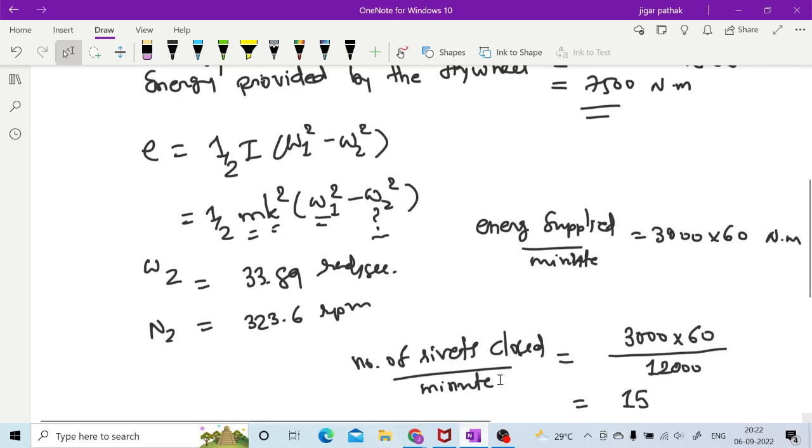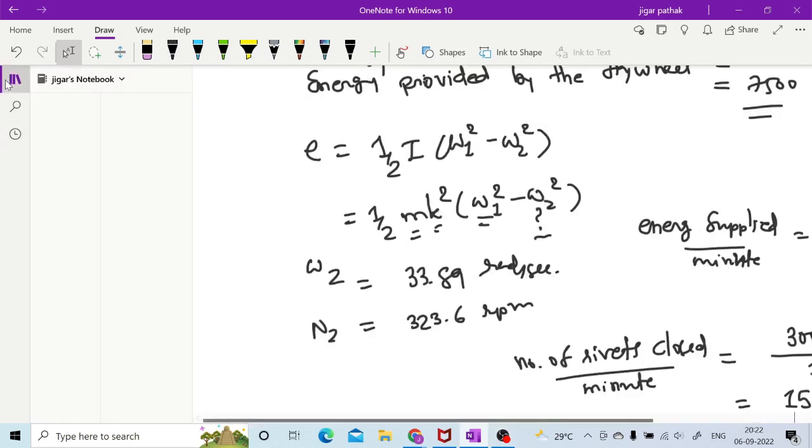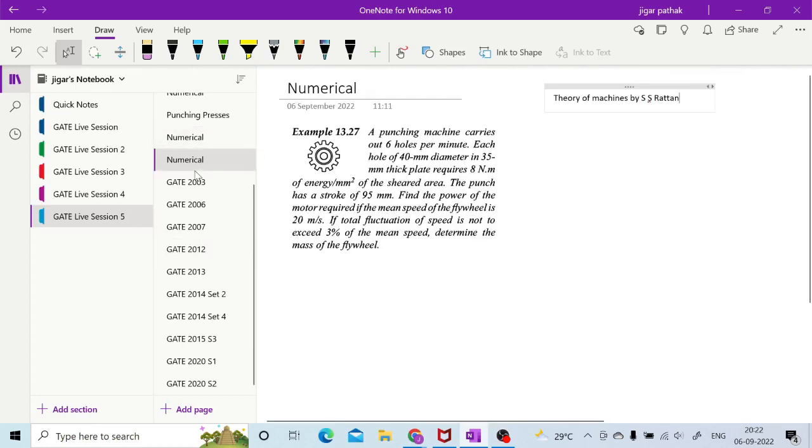Yes. So whatever is mentioned, this can generally be done practically on your riveting machine. That is why we have calculated this.